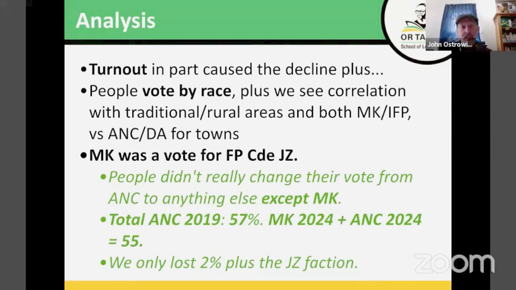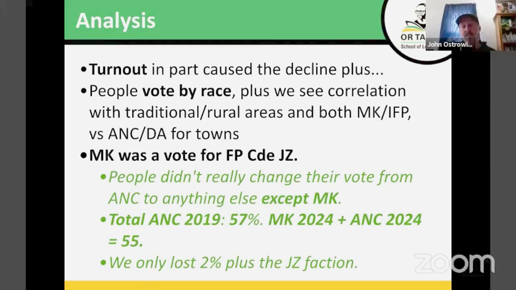And then in the case of KZN, we see that MK and IFP mostly got traditional and rural areas, whereas ANC and DA got mostly towns and townships. So in my view, it looks like the reason MK was suddenly so successful and getting much more of the vote than, say, something much more established like EFF is simply because of the Jay-Z factor, right? So former President Comrade Jay-Z taking over the leadership of that party was a strategic move that let him effectively take control of KZN. People didn't really change their vote from ANC to anything else except MK.